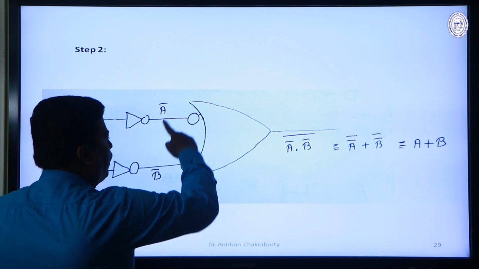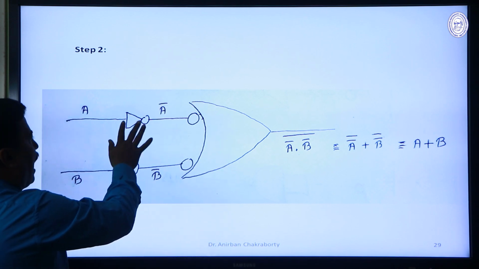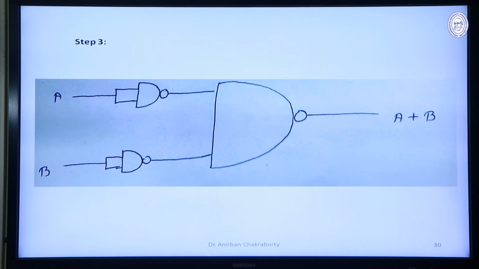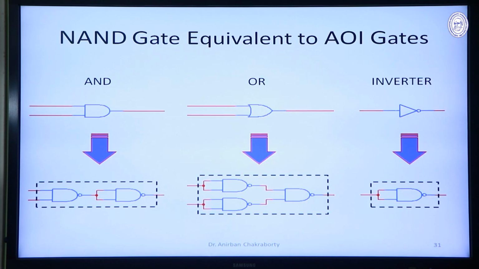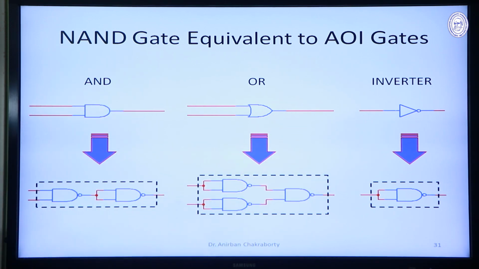Now this is the bubbled OR gate, which is equivalent to a NAND gate, and these two NOT gates are just single input NAND gates. So this is the OR gate which we have realized using only NAND gates. These are the equivalences we have studied: the equivalence of AND gate using NAND, OR gate using NAND, and NOT gate or inverter using NAND.